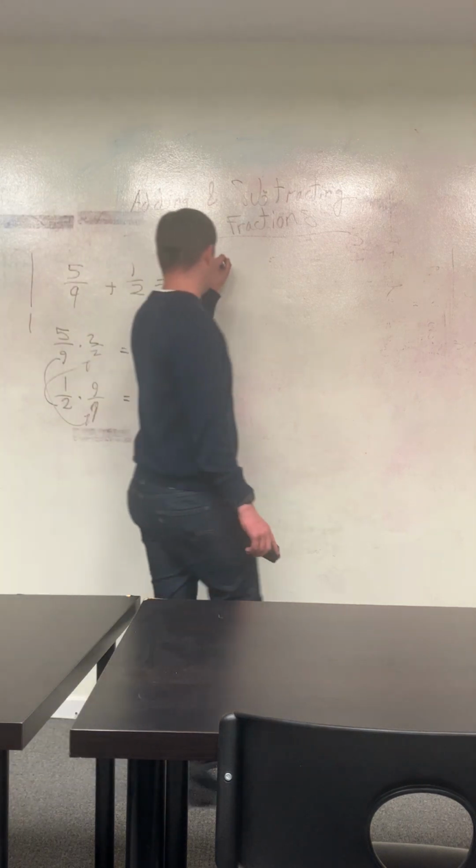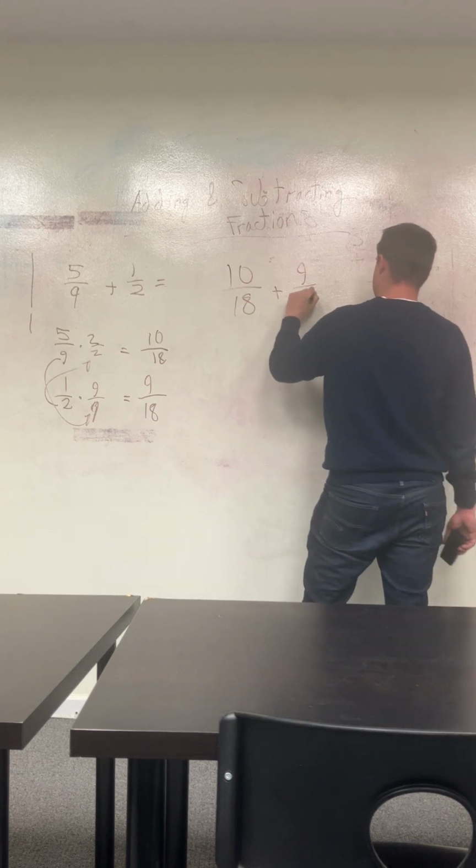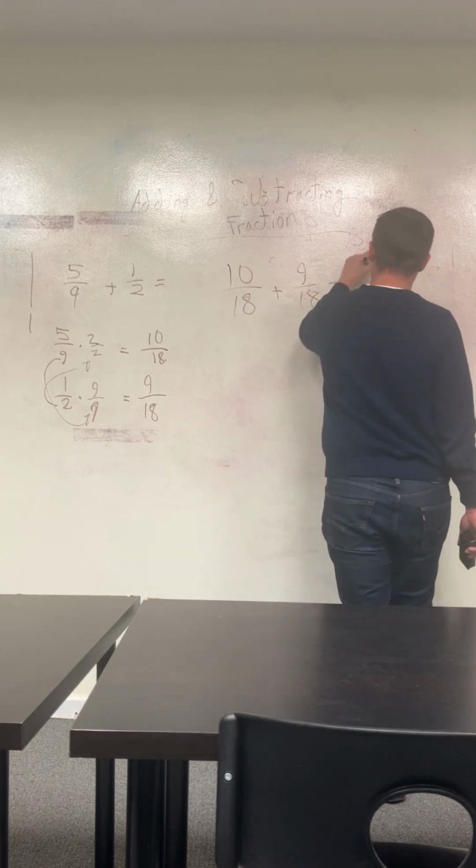So then what's our answer? This is the same as 10/18 plus 9 over 18, 19 over 18.